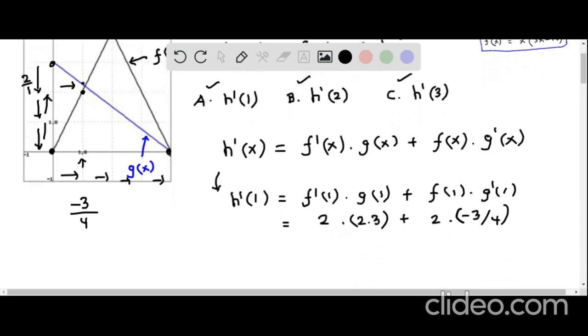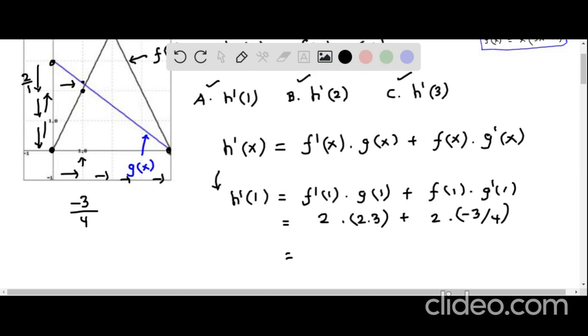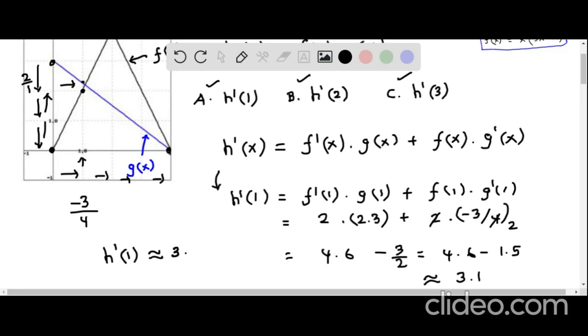We will simplify this. 2 times 2.3 equals 4.6. We can cancel this 4 with the 2, and this becomes minus 3 by 2. This is 4.6 minus 3 by 2, which is 1.5. So this is approximately 4.6 minus 1.5, which is 3.1. Therefore, we write h prime of 1 is approximately 3.1.